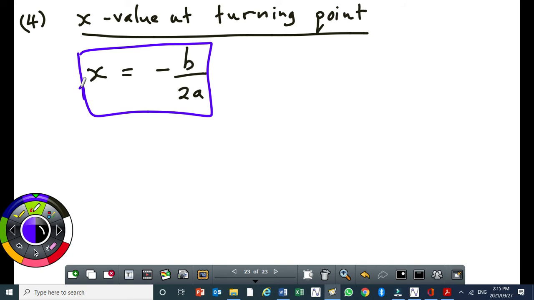It's given by that. Okay? Next year, when you do what's called calculus, you get a second method of finding this value at the turning point. Right? Now, where does this value come from? Alright, please be aware, this is the value of x at the turning point. It comes from the quadratic formula.